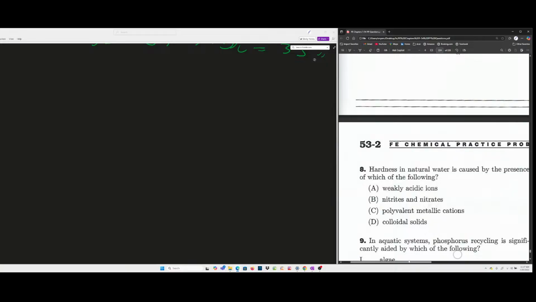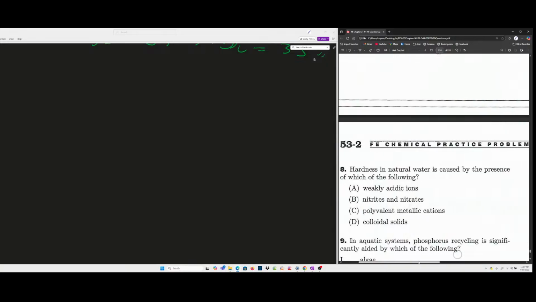Hardness of water is mostly caused by the presence of polyvalent metallic cations. Yes, so this is the answer. This is something every chemist should know. It's not caused by the absence of weakly acidic, no, nitrate, no. It's caused by the presence of polyvalent metallic cations. So every chemist should know this.